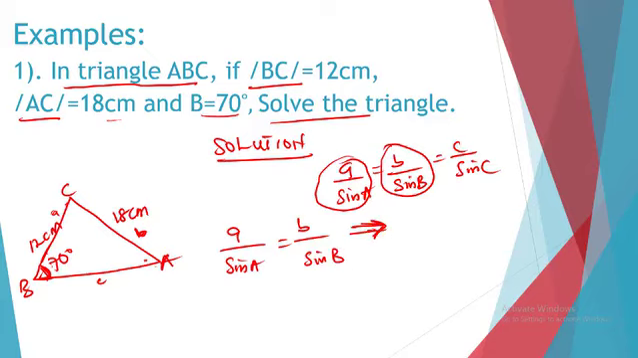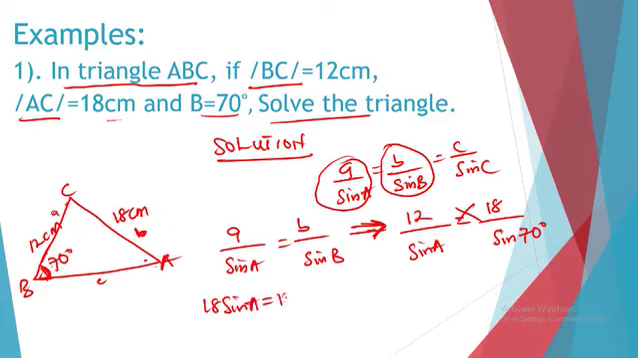If we substitute their values, we have a, which is 12, over sine A, since the angle at A is not given, equal to side b, which is 18, over sine of angle at B, which is 70 degrees. What next? We cross multiply. We have 12 times sine 70 equal to sine A times 18. So that will lead us to 18 sine A equal to 12 sine 70 degrees.